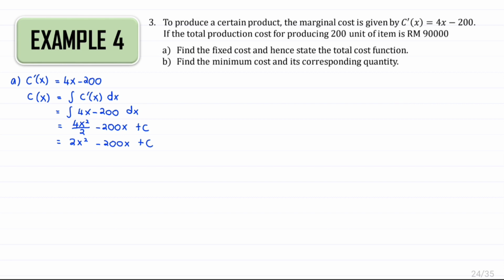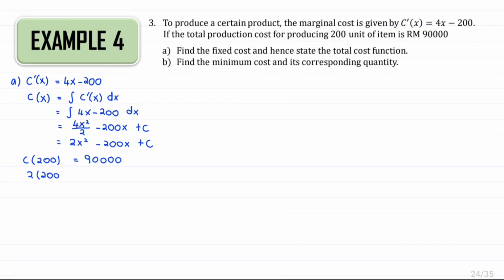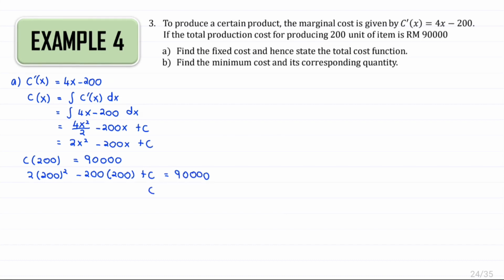To find C, we have the information that the cost of producing 200 units is 90,000. So C(200) equals 90,000. So we substitute x equals 200 and equals 90,000. Then we solve, we get C is 50,000.